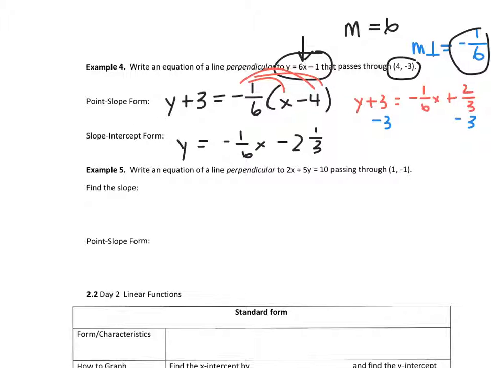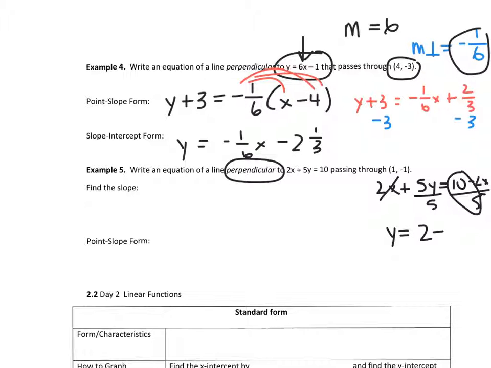So perpendicular slopes are opposite reciprocals. Parallel slopes are the same. Now write an equation of a line that's perpendicular. I've got to find the slope of this first, so I need to solve for y. I have 2x plus 5y equals 10. I'm going to subtract 2x and divide both sides by 5. So I'm going to get y equals 2 minus 2/5 x. So my slope is negative 2/5.